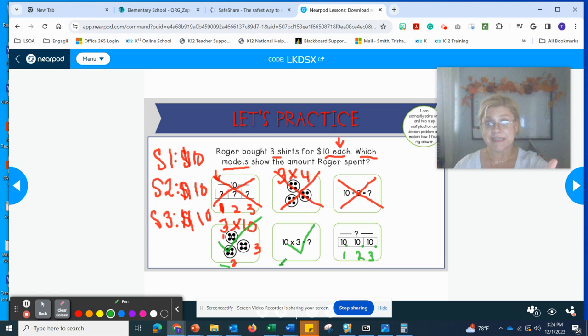we don't know the product, the final answer. Do we know the product or the final answer of the three $10 shirts? No. That question mark is saying we don't know how much those 3 $10 shirts are. So this model is another model that works for us.